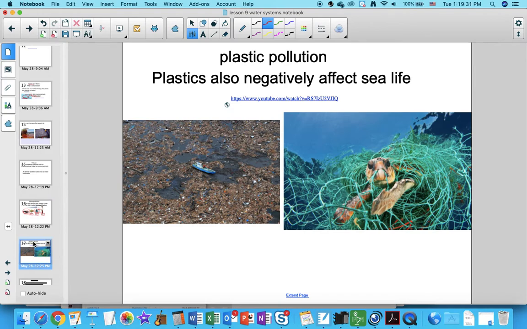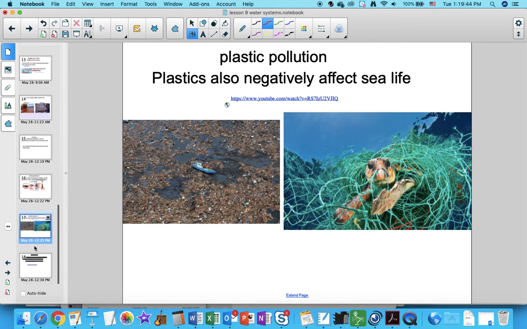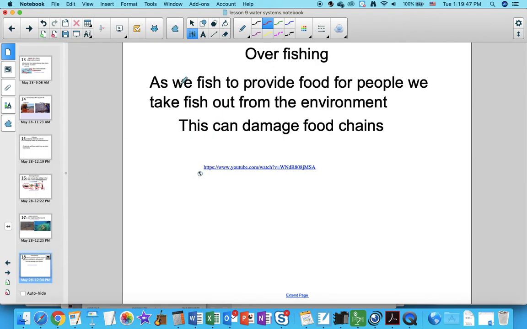Plastic pollution. As we throw plastics away, it affects the sea life. Animals can get stuck in this plastic. Animals can confuse the plastic for food and eat that, and they can also die from that. Overfishing, pretty straightforward. As we fish, we provide food for people, but we take fish from the environment. And if we overfish, then there's less food in that environment, and that food chain suffers. This damages the life that would eat or survive on that food or on that animal.